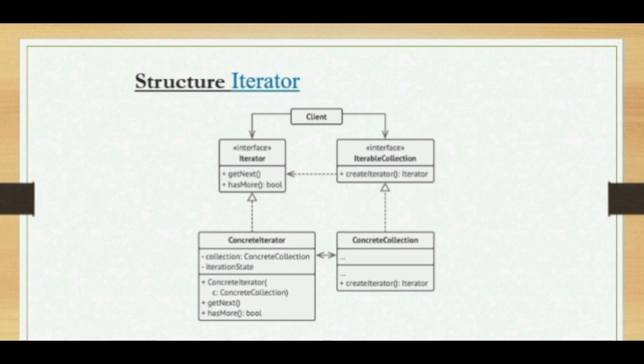The next is the concrete iterator. This class implements the iterator interface. It maintains the current position in the traversal of the collection. It has the following attributes: collection and iteration state. Collection is a reference to the collection being iterated over, and iteration state is the current position within the collection. The methods include the concrete iterator constructor, which initializes the iterator with the specified collection. getNext retrieves the next element in the collection. hasMore checks if there are more elements to iterate over.